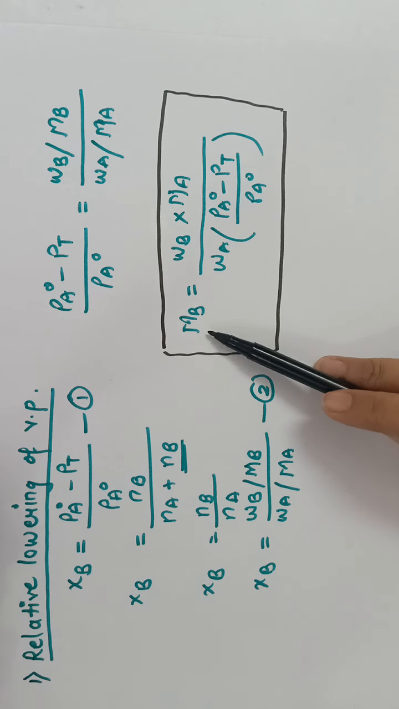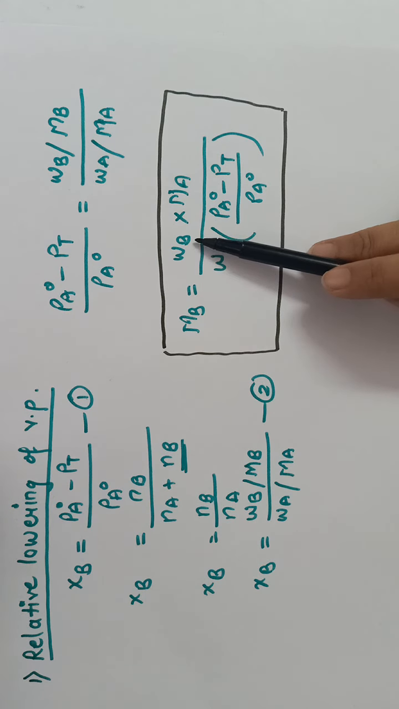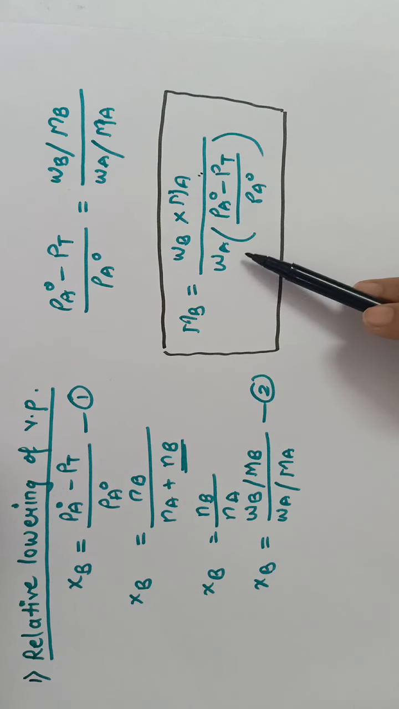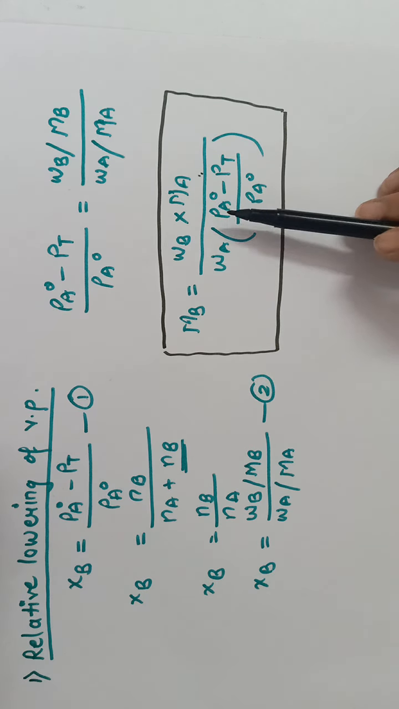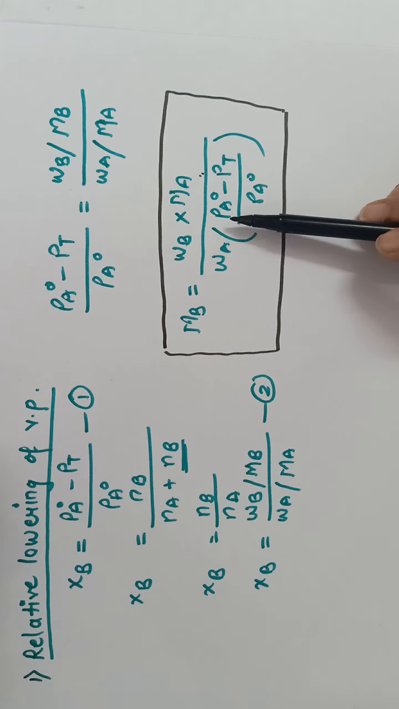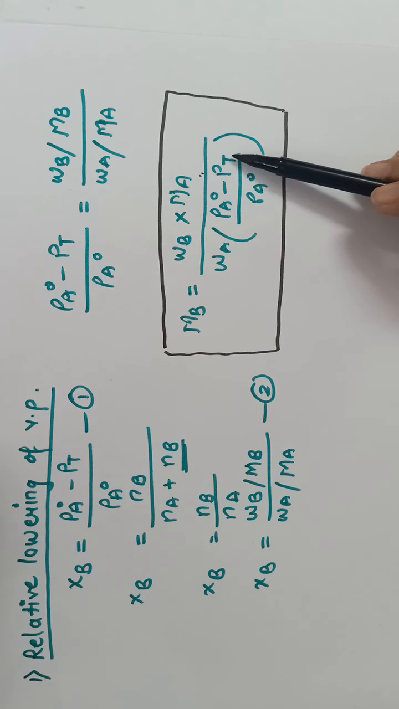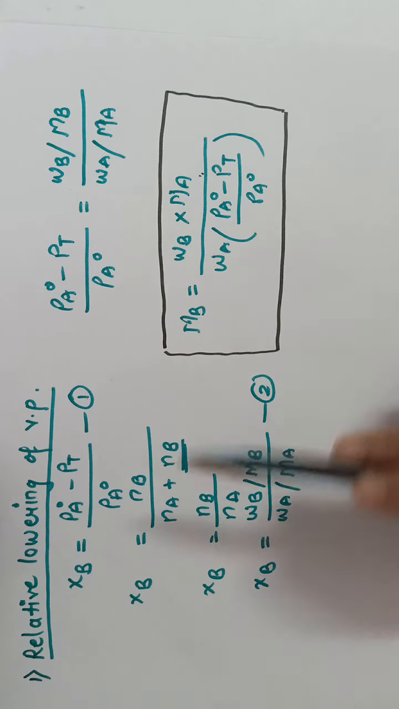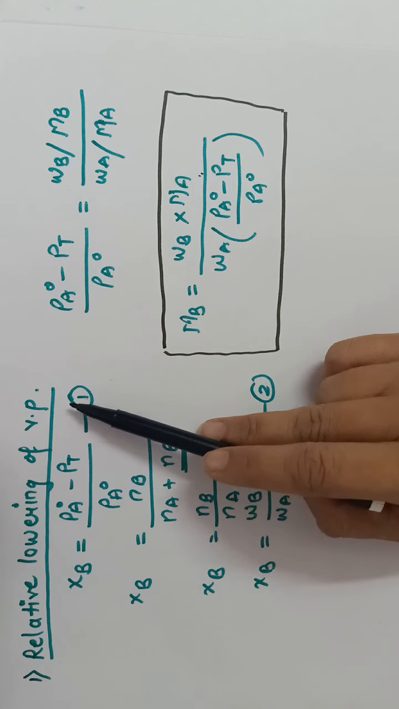MB is the molar mass of the solute, and it is equal to WB, the mass of the solute, MA, the molar mass of the solvent, WA, the mass of the solvent, into Pa°, the pressure of the pure solvent, minus Pt, the total pressure, upon Pa°, the pressure of the pure solvent. So this is how relative lowering of vapor pressure works.